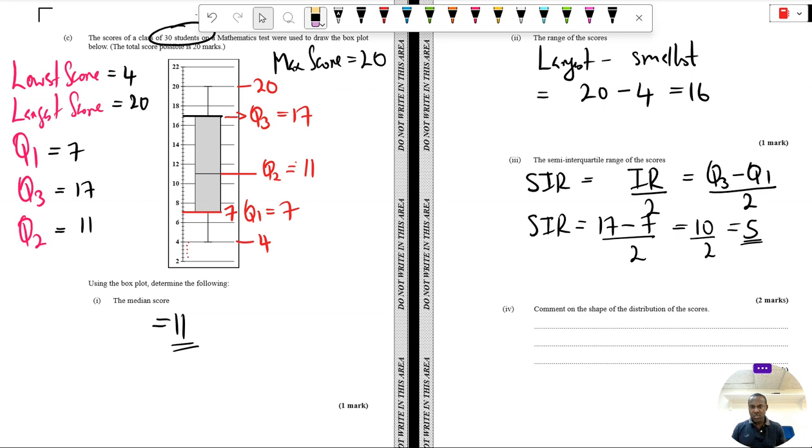Again, we can use the closeness of the median to either the lower quartile or the upper quartile to give an idea of how the scores are distributed. And in this particular case, because the median is closer to the lower quartile than it is to the upper quartile, this tells us that there are a large number of scores which are closer to the lower marks, or the lower end, than to the upper end.